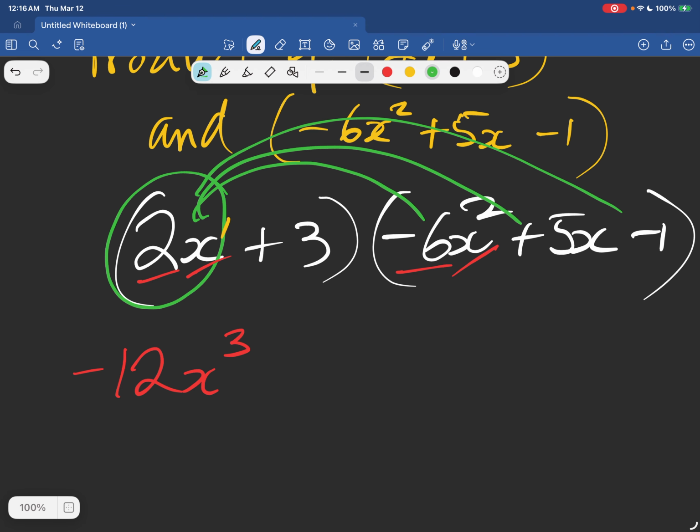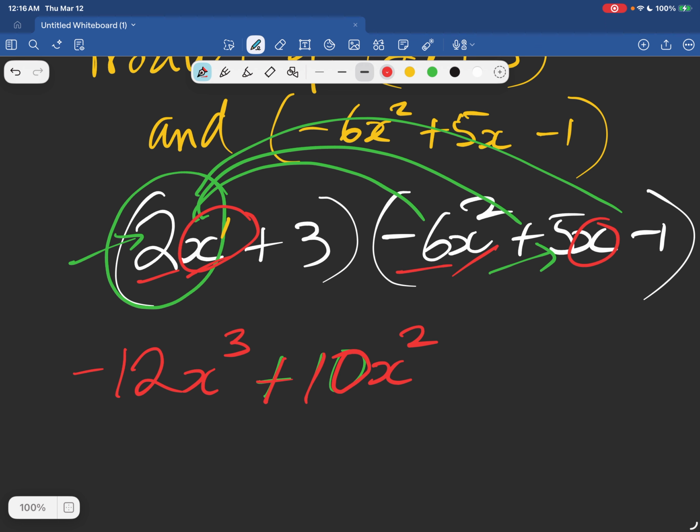We take the same 2x and we use it to multiply positive 5x. So this 2 times this 5 gives 10. And x to the first, right here, times x gives x to the second. So we end up with 10x to the second.